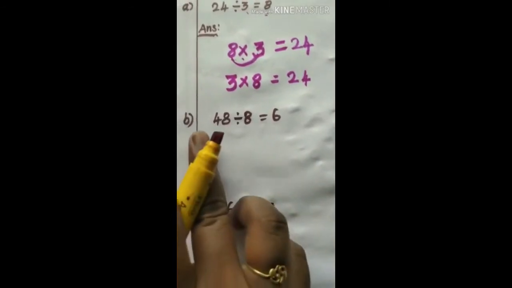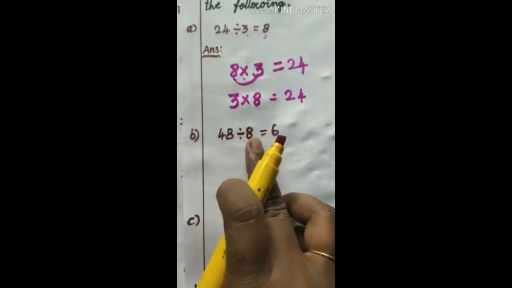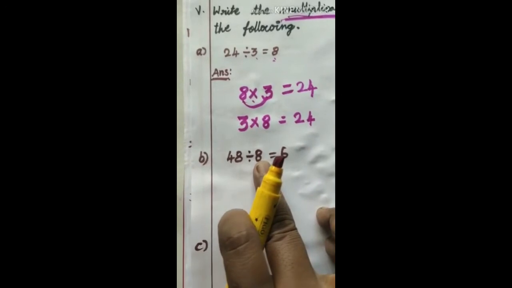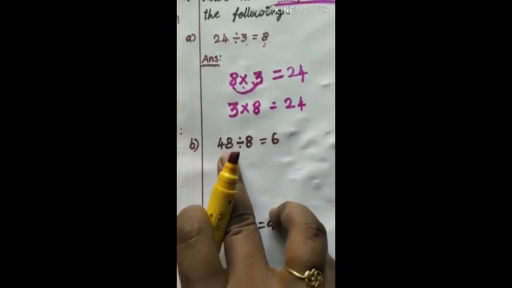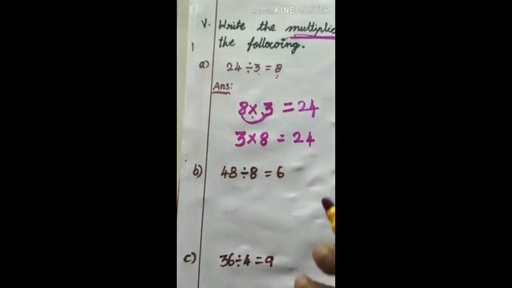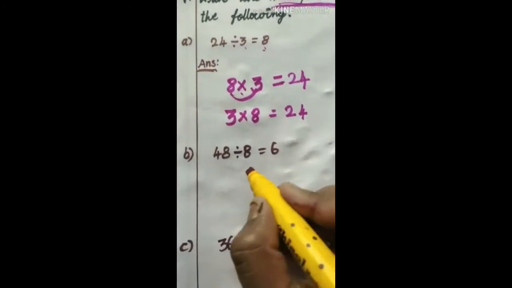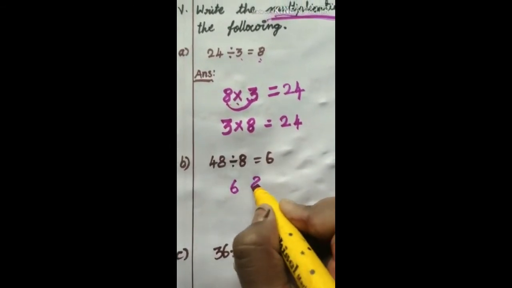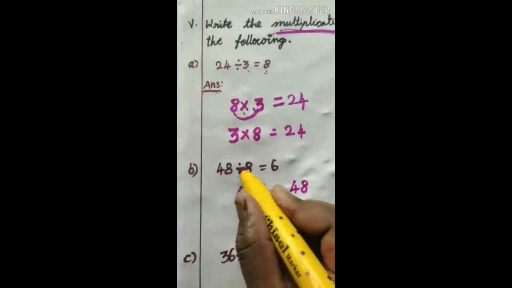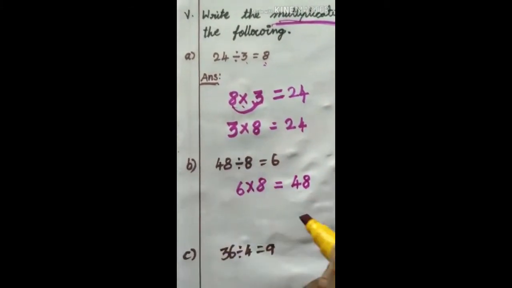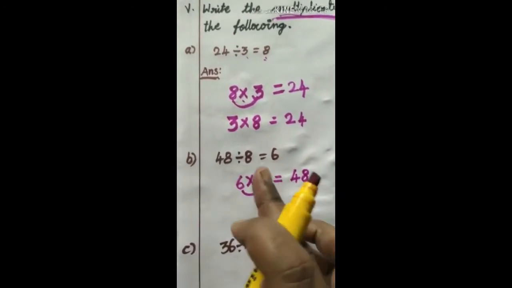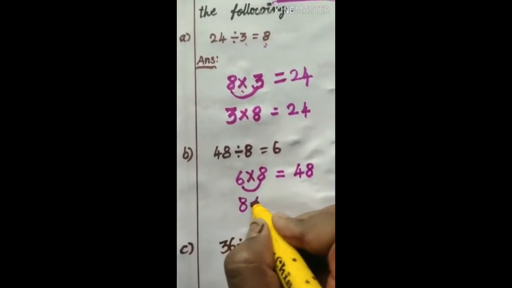Here next is 48 divided by 8 equal to 6. See here, 6 8s are 48, 8 6s are 48. That fact only we are going to write. Here is an easy method. We write the numbers in reverse order. Last number first, 6. Next we write the number 8, then equal to, then 48. In the question it is the divided by symbol, but in the answer we write the into symbol. 6 8s are 48. Next we change the numbers. 8 6s are also 48.